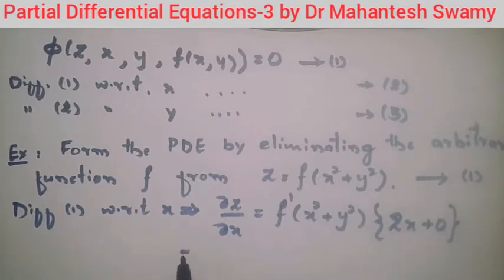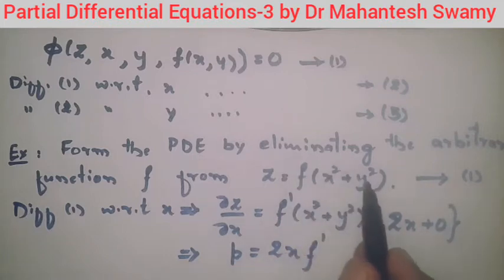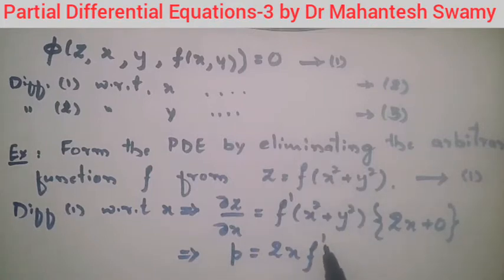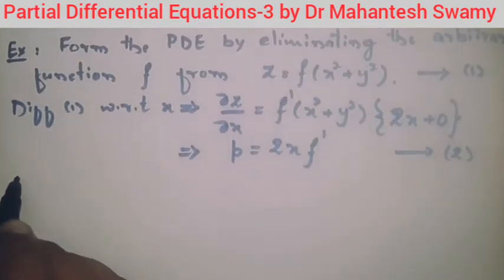In the next step, let us denote this dou z by dou x by the symbol p. That notation we know, and this is 2x as it is, and this is f dash. At this moment we can ignore the argument of the function, which may or may not be written. So we will skip that and keep f dash only, and let us call this equation number 2. Now we have to differentiate the given relation with respect to y.